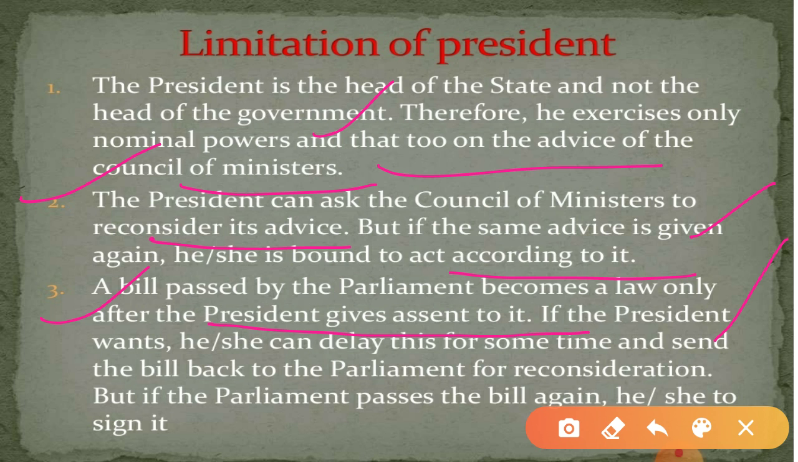Means, as I told you, when a bill, or we can say a memorandum, is presented in Parliament, it has to be passed by both the houses. Then it moves to the president, and the president has to sign it. Then it becomes an act. If the president wants to delay it for some time, he has to send it back to Parliament for reconsideration. But if Parliament passes the bill again, he has to sign it.